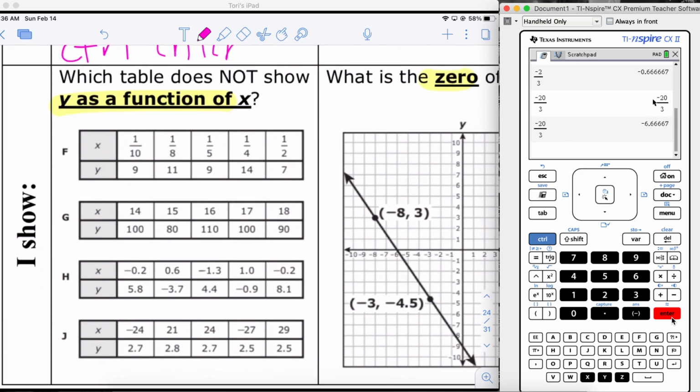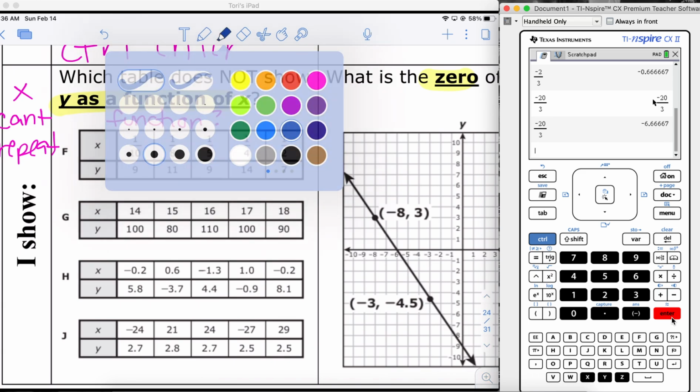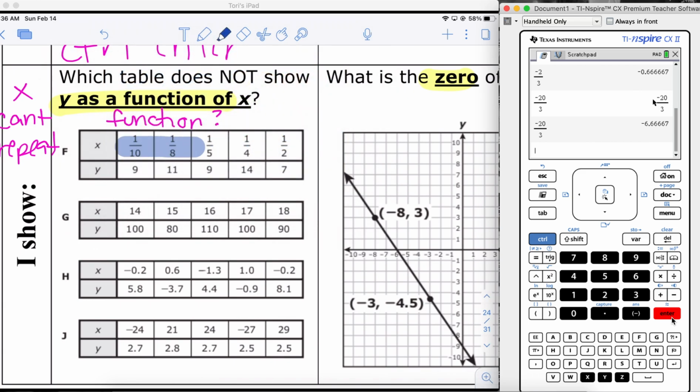The bottom question says, which table does not show y as a function of x? That's a funky way of just asking you which one is a function. If you remember, the rule is x can't repeat. So all I'm going to do is run through my x's and see, do any of the x's repeat? Those are all different, so he is a function. If I look at this one, these are all different. So he is a function.